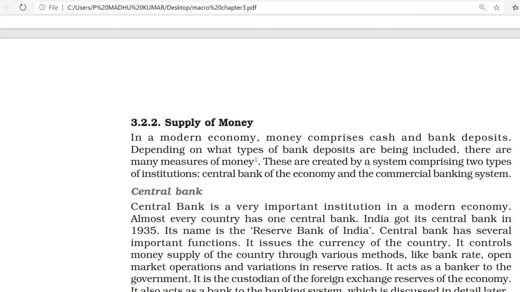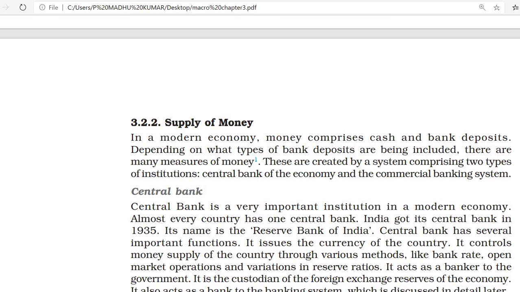Supply of money. In a modern economy, money comprises cash and bank deposits. Depending on what type of bank deposits are included, there are many measures of money. These are created by a system comprising two types of institutions, central bank and commercial banking. First, we can go through the central bank.